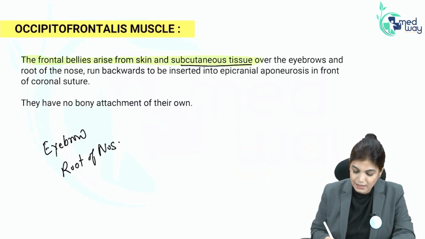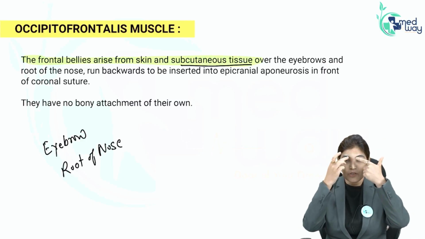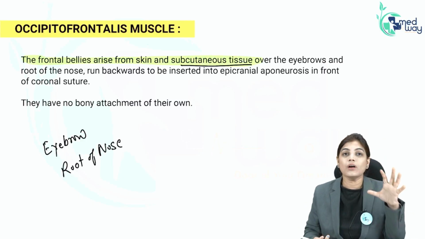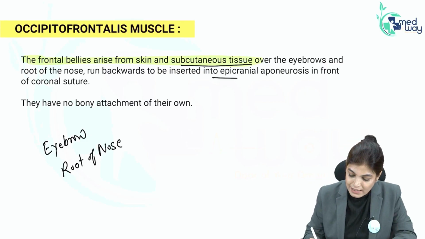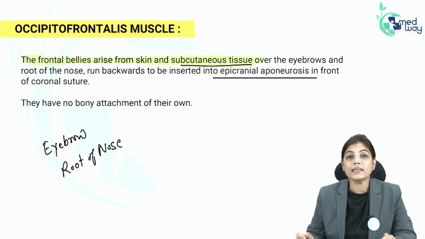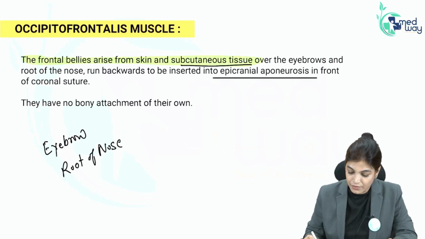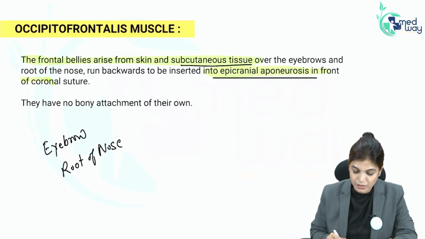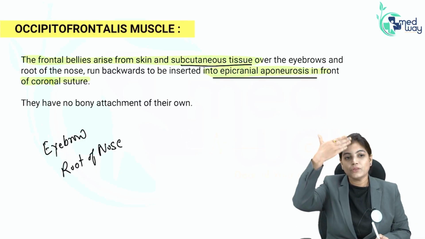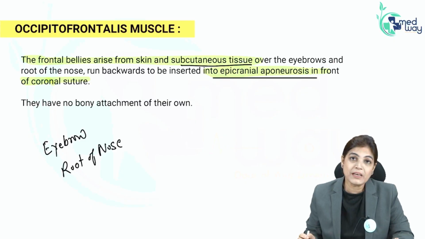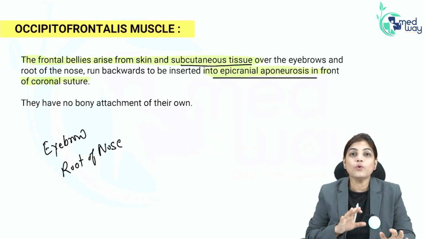So what you can see, the frontal bellies anteriorly is merging with the eyebrows and the root of nose. It is not having any bony attachment anteriorly, and it is inserted in which part? It is inserted in epicranial aponeurosis, which is lying in front of coronal suture in the skull. In the midline, we have got the sagittal suture and we have got the coronal suture. So it is merging with epicranial aponeurosis. It is having no bony attachment.